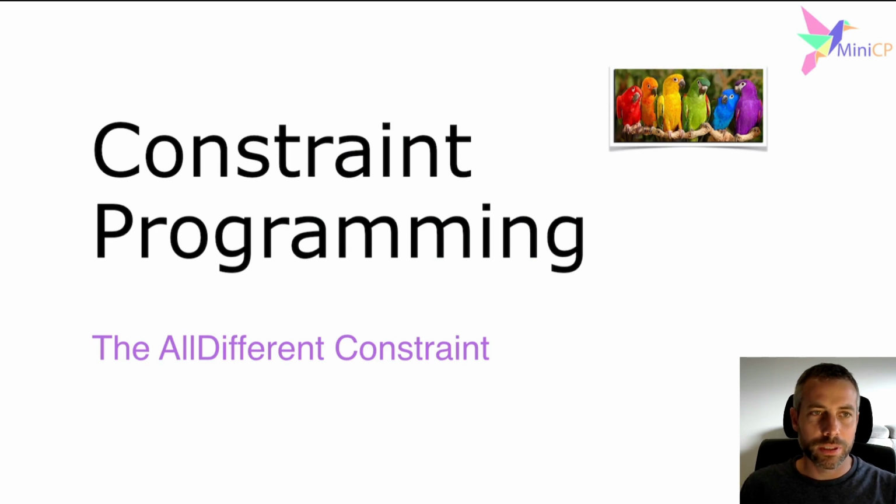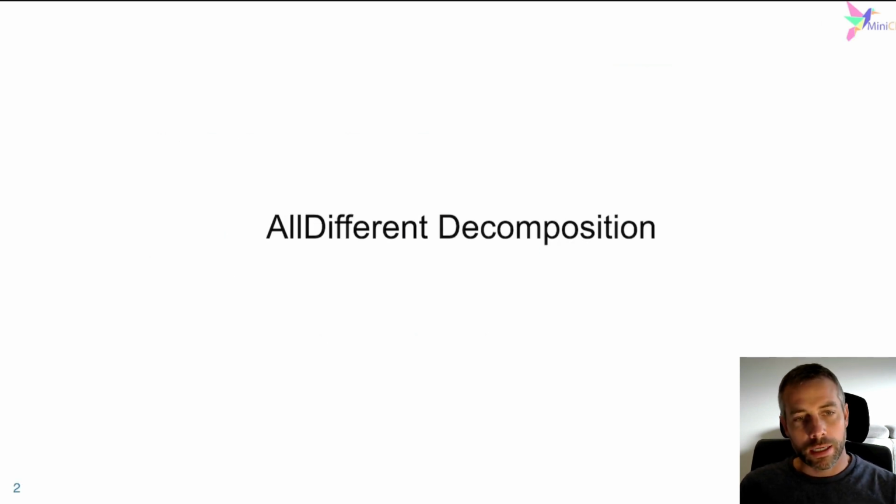The AllDifferent constraint is an important constraint because it occurs in many different types of problems, but it's also interesting to study because it has a very interesting filtering algorithm. As we introduce a new constraint, it's always interesting to ask ourselves if we can simply decompose the constraint instead of developing a global constraint or dedicated filtering algorithm for that constraint. So let's first study what is the possible decomposition of the AllDifferent constraint.